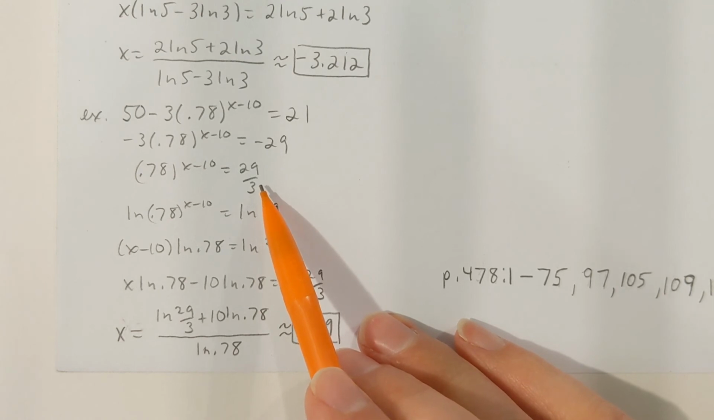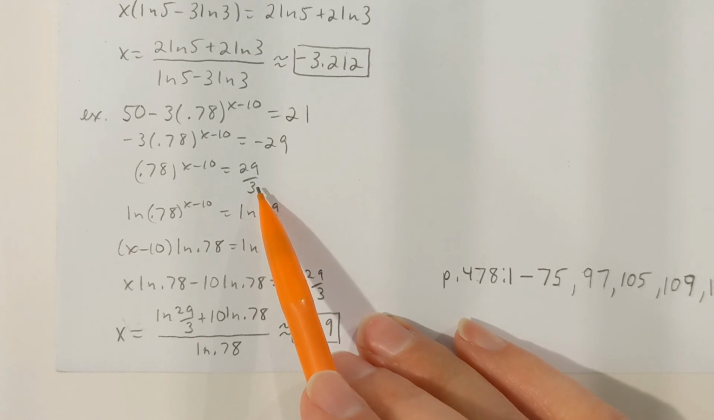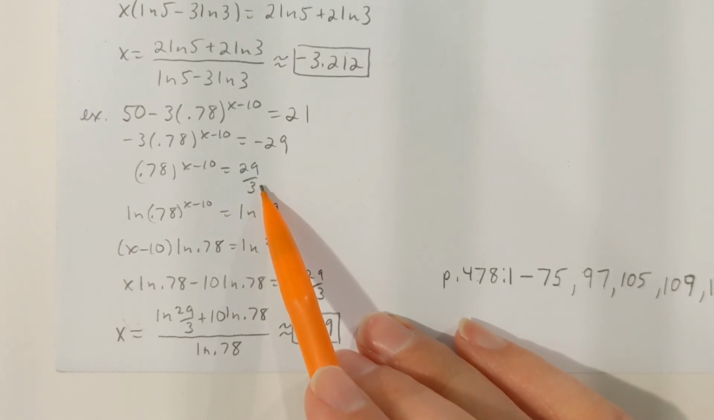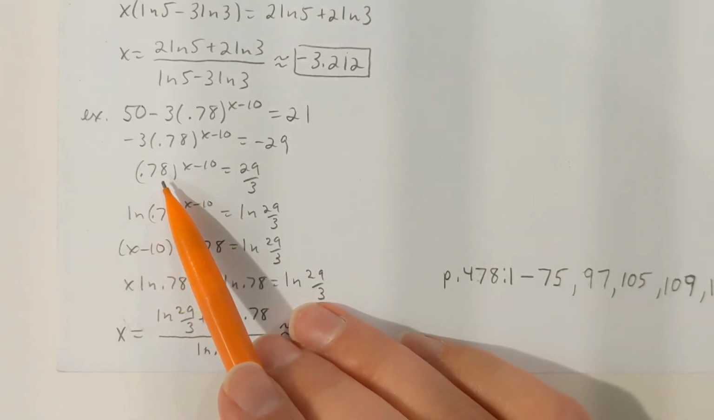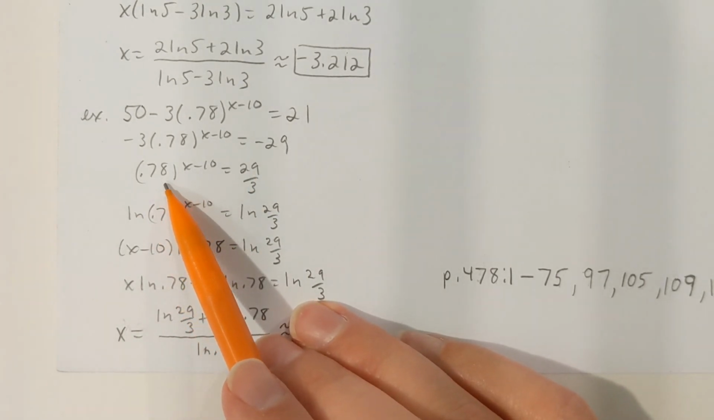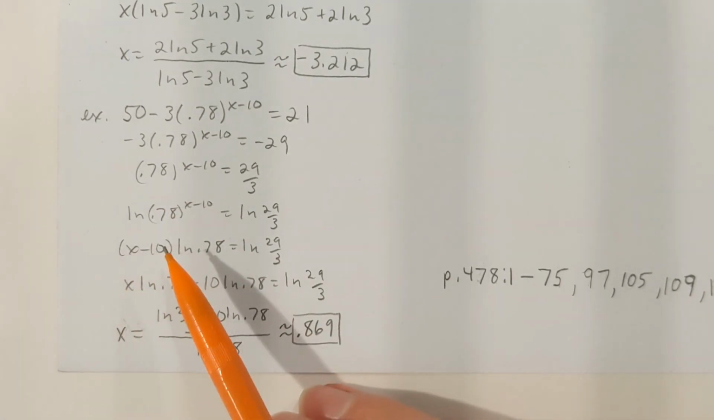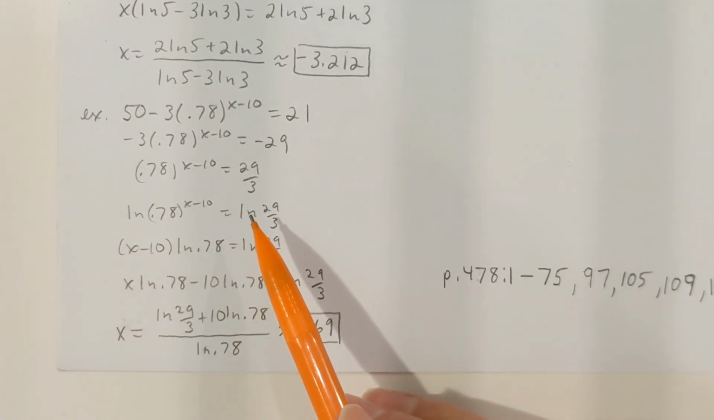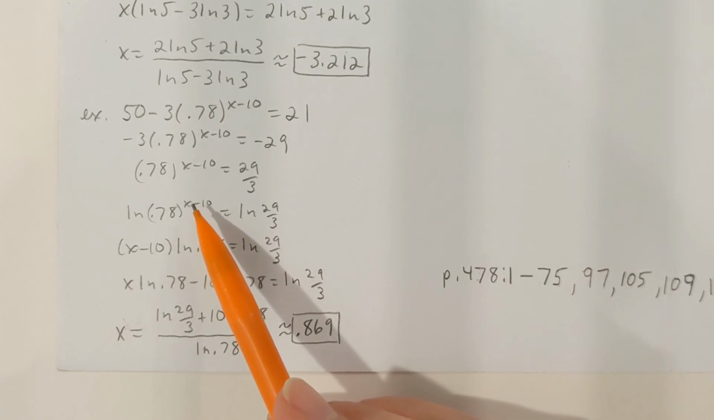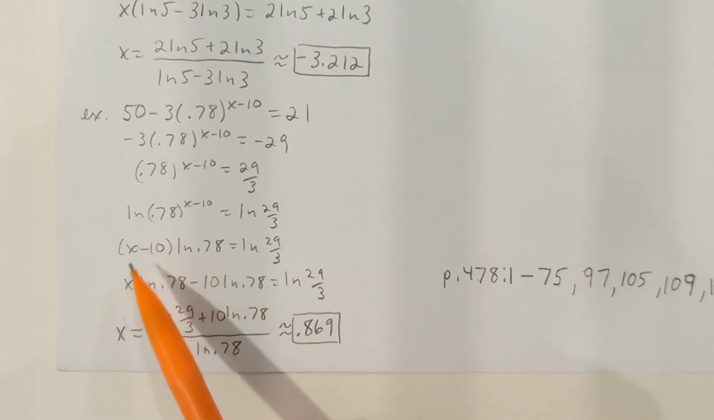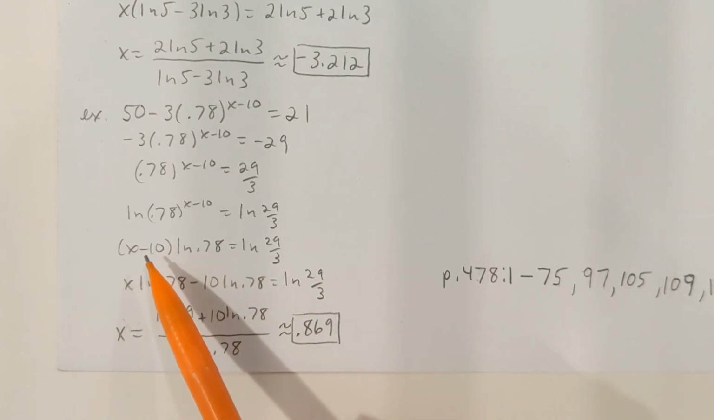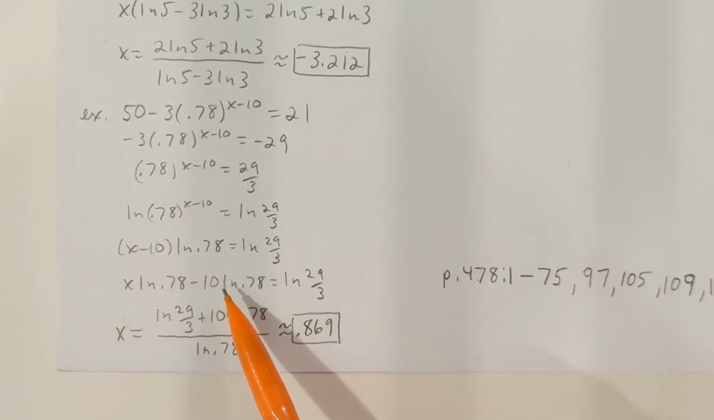And here's another situation where I'm going to want to take the ln of both sides, right? 29 thirds, there's no easy way to rewrite that as 0.78 to some power. And same thing over here, 0.78, there's no easy way to rewrite that as 29 thirds to some power. So we'll take the ln of both sides. That allows us to bring the power in front of the logarithm on the left. Again, make sure that you include parentheses so that when you distribute ln of 0.78, it's going to go into both of those terms there on the left.